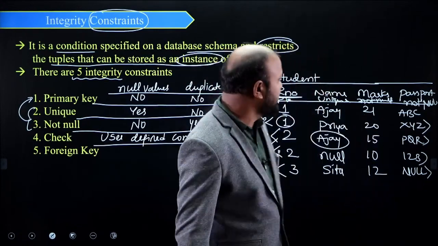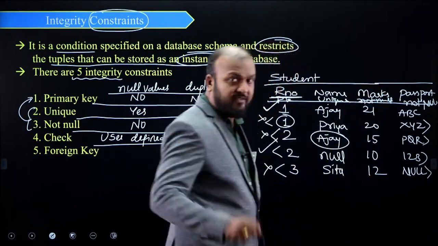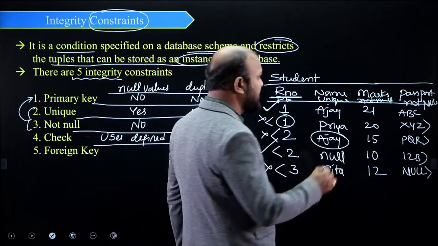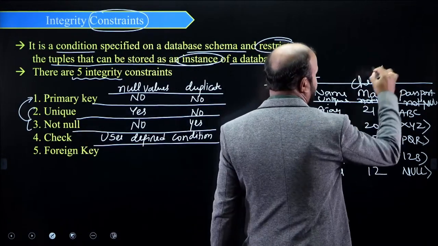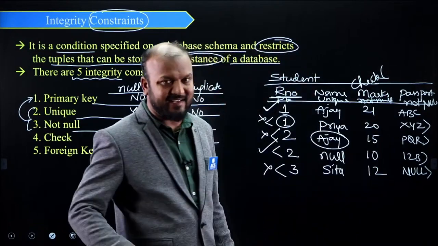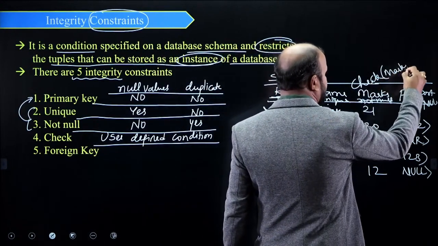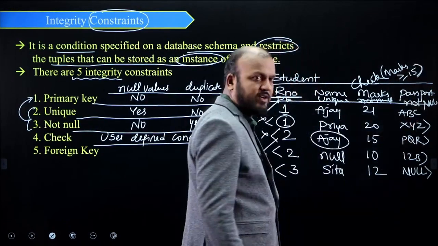Let us say an example: I wanted to write one condition on the marks that every student should have a minimum of 15 marks. So if it is to have a minimum of 15 marks, then we can write a condition over the marks while creating a table: check marks greater than or equal to 15.